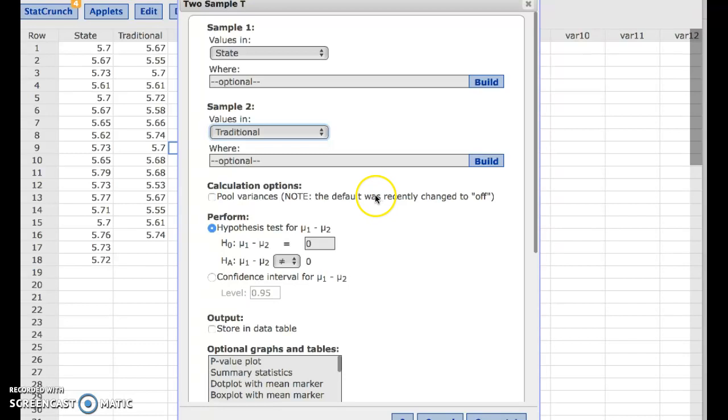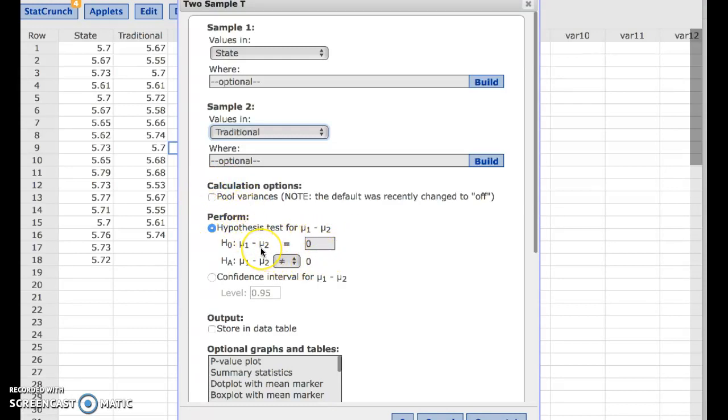Now, there is an option here that asks you if you want to pool your variances, and the default is to turn it off, and you do not want to check this option unless they tell you something that says assume the variances are equal. So you do not need to change this. We'll leave that the same.